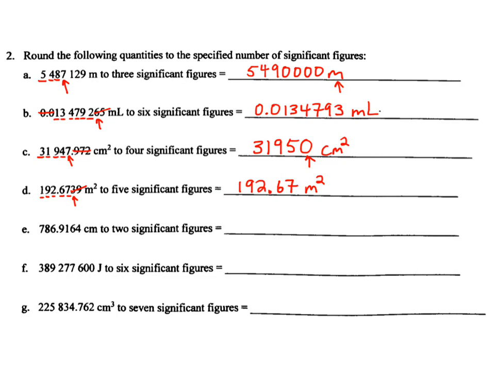Okay, next we have 786.9164 centimeters, and this needs to go to 2 significant figures. So that means we just take our first 2, 7 and 8, and the 8 is followed by a 6, so that tells us that our 8 is going to have to round up.